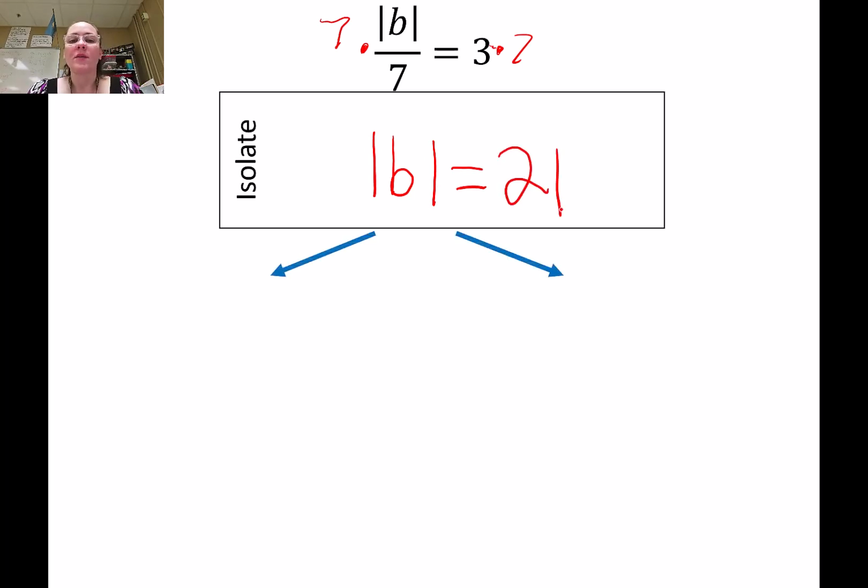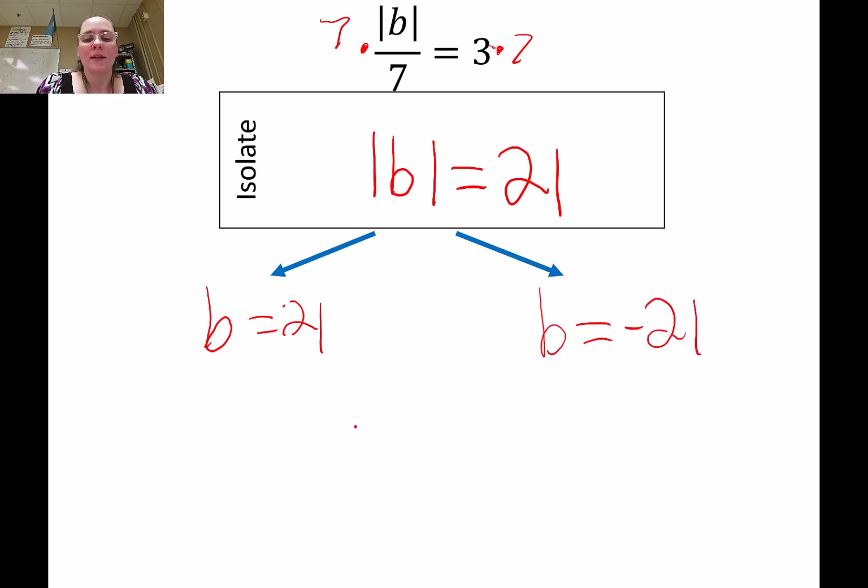Now that the absolute value is by itself, I can write the two equations. So I get B is equal to 21, and B is equal to negative 21. And since there's nothing else, I get negative 21 and 21 as my answers.